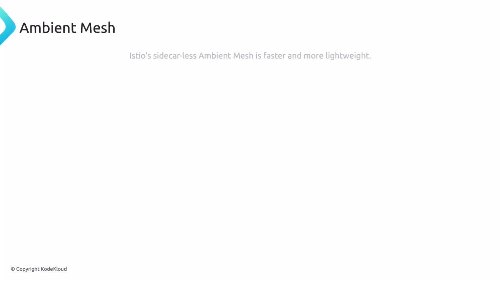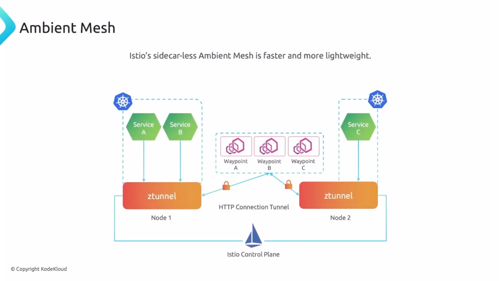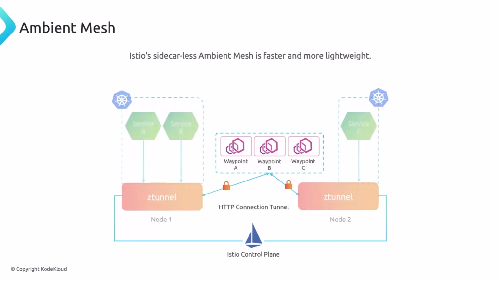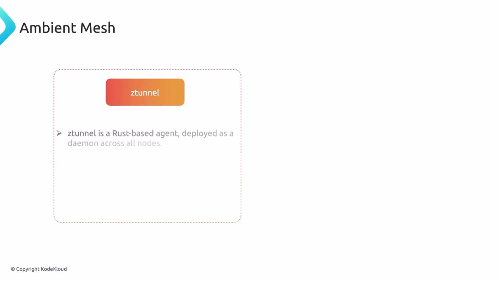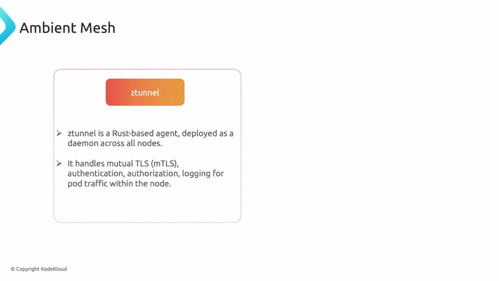So I should also mention that Istio has a sidecarless mode called Ambient Mesh, and it's a lot faster and more lightweight. Ambient Mesh splits the sidecar functionality into two components, a ztunnel and a waypoint proxy. The ztunnel is a Rust-based agent deployed as a daemon across all the nodes, and it handles mTLS, authentication, authorization, and logging for pod traffic in the node.